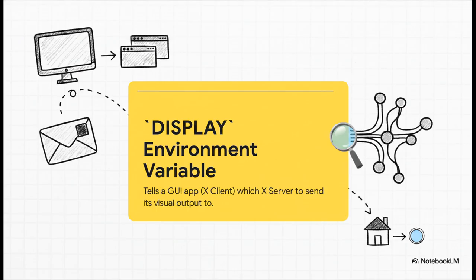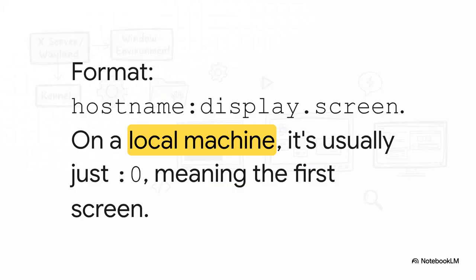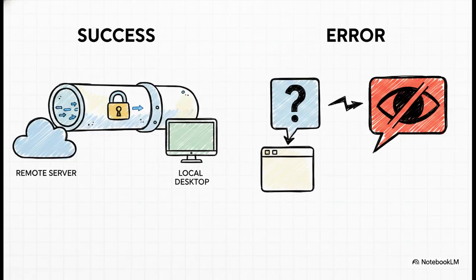If that address is wrong, or if it's missing entirely, the app has no idea where to go, and you see nothing. The full format is hostname:displaynumber.screen. But for a regular local desktop session, the hostname part isn't needed, so it usually just defaults to :0. That's just a shorthand way of saying the first display on this very machine. In fact, if you pop open a terminal right now and type echo $DISPLAY, I'm willing to bet that's exactly what you'll see. But now watch this.